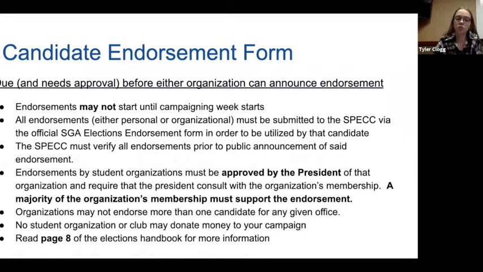Endorsements by student organizations must be approved by the president of that organization and require that the president consult with the organization's membership. A majority of the organization's membership must also agree to support the endorsement. And also, a single organization may not endorse more than one candidate for any given position. No student organization or club may donate money to your campaign. And if you need any more information on this, you can either reach out to me or look at page 8 of the elections handbook, and it can go into a little bit more detail about this.